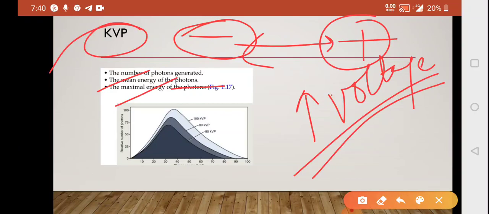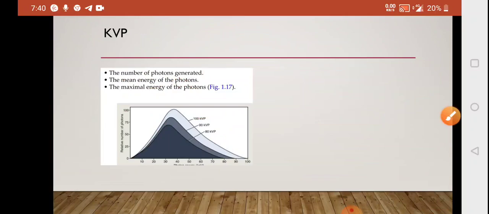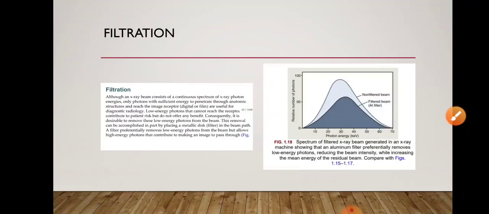So you can see that the relative number of photons that are produced is more at 80 kVp, at 90 kVp, at 100 kVp. And the mean energy is also increasing. You can see here it is like 60, here it is 75, here it is 95. So as you increase the kVp, the number of photons generated is more, the mean energy of the photons generated is more, and the maximum energy of the photons generated is more. Clear? Next we come to filtration.